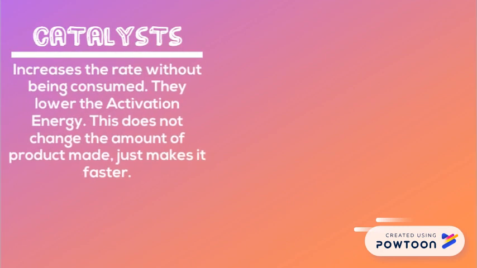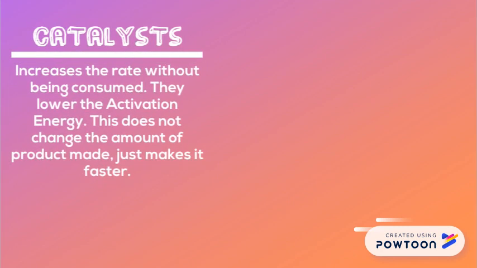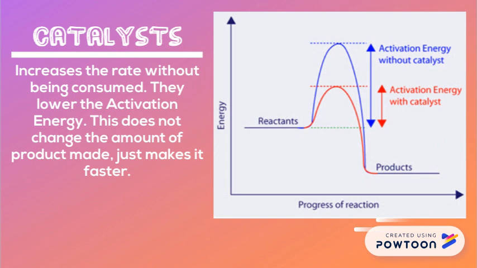Adding a catalyst to a reaction also increases the reaction rate. It lowers the activation energy necessary to convert the reactants into products. However, the catalyst does not get consumed in the reaction, and it does not make the amount of product that you produce change. It just makes you get the product faster.